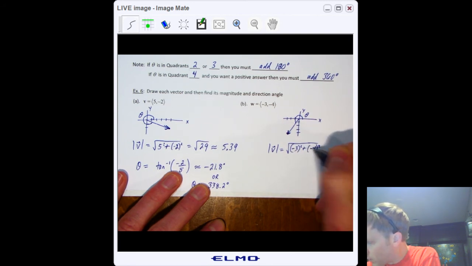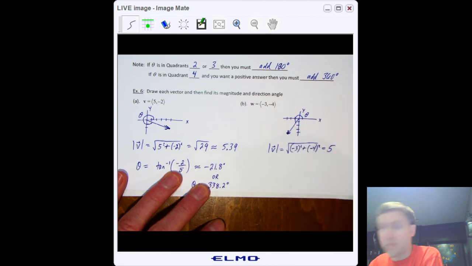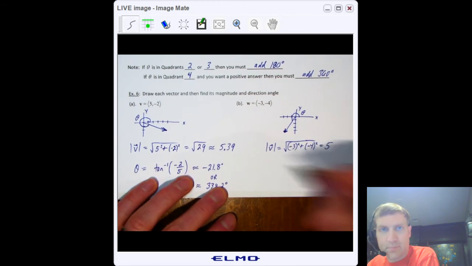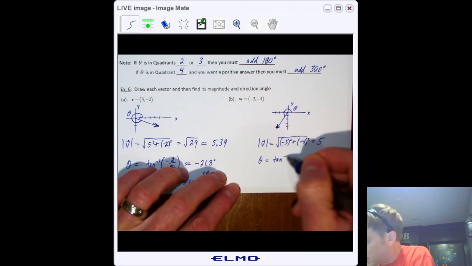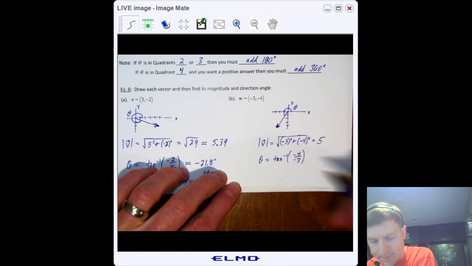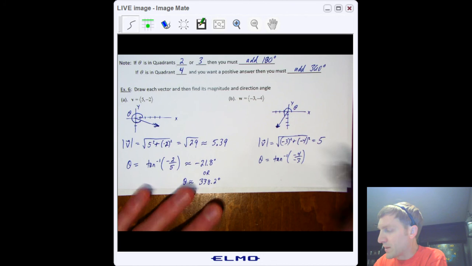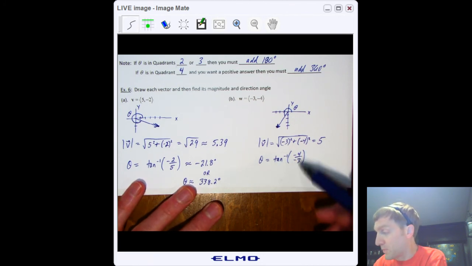Or if you remember from geometry, that's just a 3, 4, 5 triangle, right? 3, 4, 5 is the right triangle, so that's just square root of 25, which is 5. Okay, now let me find the angle. Theta is going to be the inverse tangent of b over a, so -4 over -3. Okay, do that in your calculator. But notice the two negatives will cancel. That's the same as inverse tangent of 4/3, positive 4 over 3.